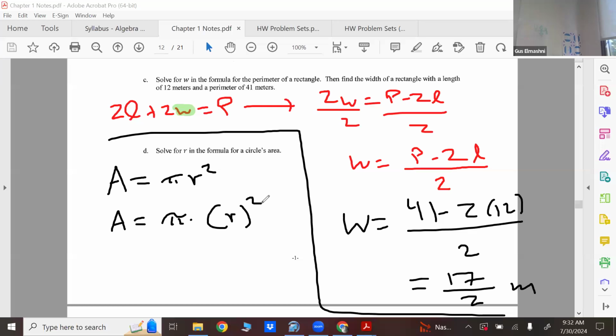What I think is the easiest thing to do is my first step, to help get R by itself on the right side. Because again, the whole goal of this lesson right now is isolating variables. What should I do first as my first step to get this by itself? Should I do something about pi or do something about the square first? I think it's the easiest thing to do first.